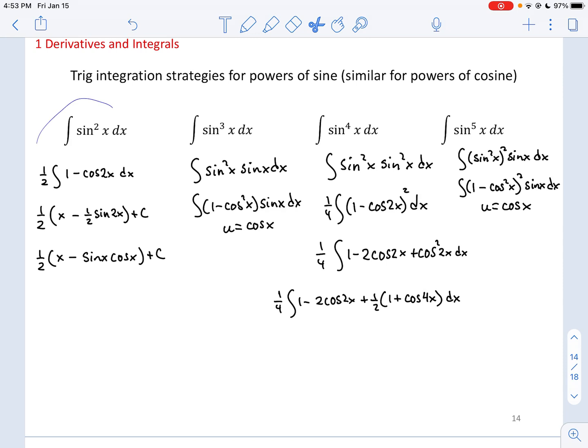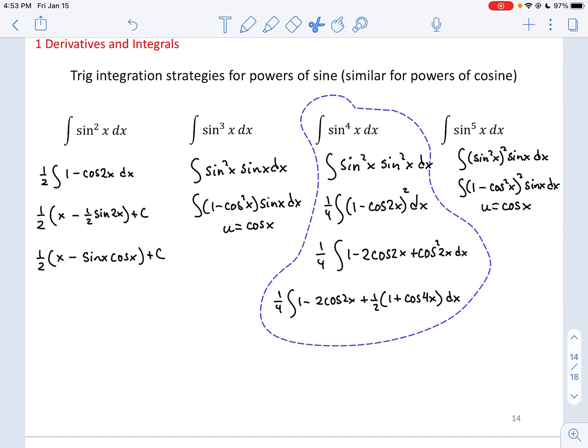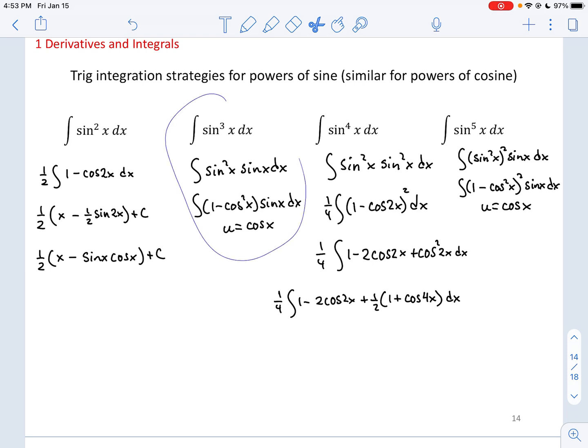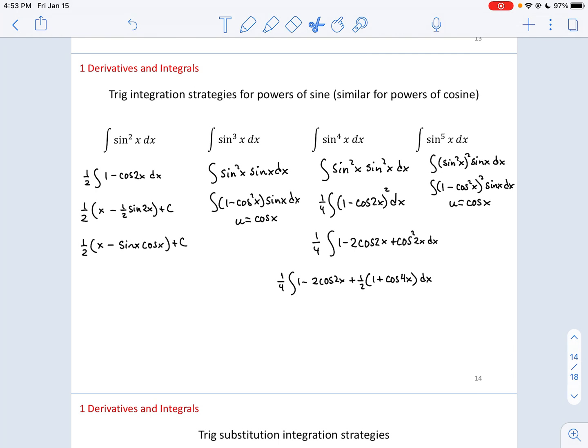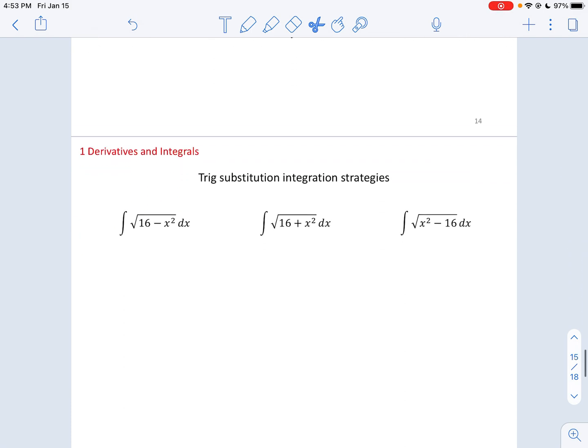So just quickly at a glance, when you have an even power of sine, you just do power reducing identities, and sometimes you have to do it multiple times. When you have an odd power on sine, you can save a sine, convert the other sines to cosine using the Pythagorean identity, and then do a substitution on cosine. The strategies are very similar for when you're doing cosines instead of sines to begin with.